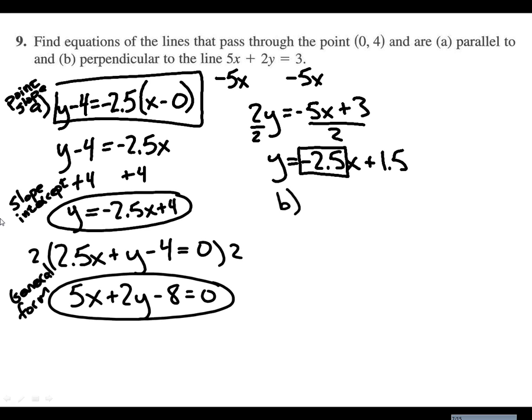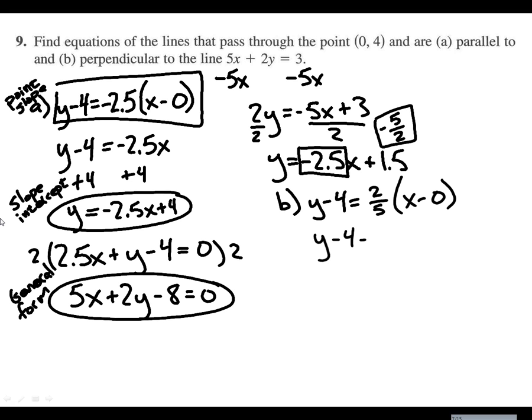For B, we can say y minus 4. Now it's nice here, we could also say our slope would be negative 5 over 2. Actually much more helpful, because for the perpendicular line we need to take that negative 5 over 2 and flip it over and make it positive. Switch the sign. So 2 over 5 because it's perpendicular. And we'll distribute: y - 4 = (2/5)x. This would be our point-slope form.